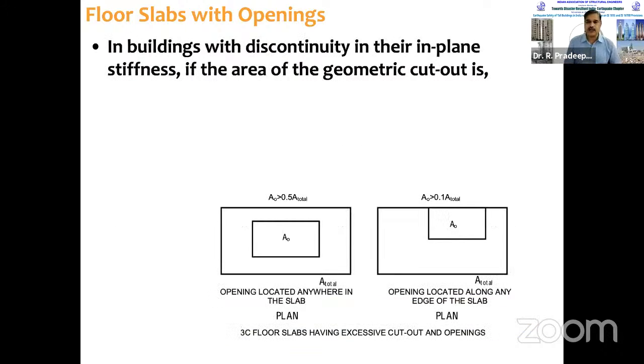You can see this one. If A0, that is the area of the cutout, is more than 50%, then flexible floor diaphragm action will take place. So that is not very much recommended.